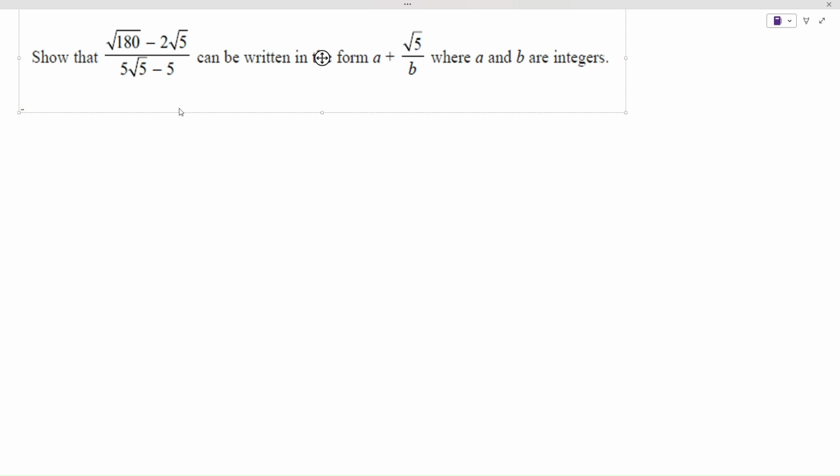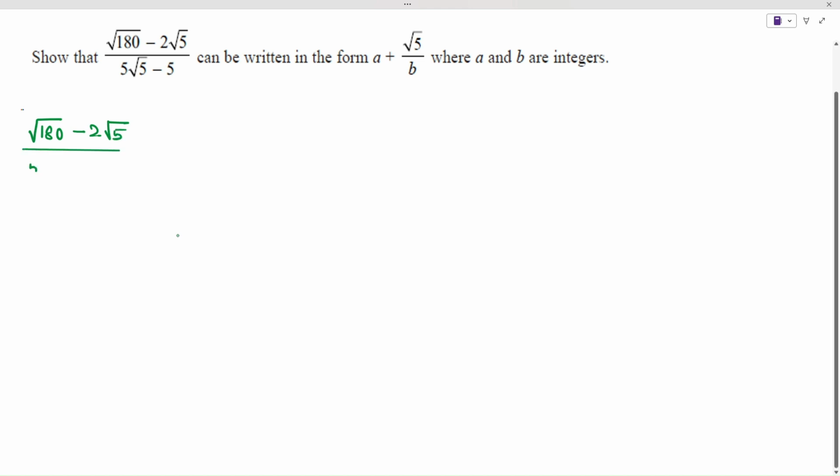Today we'll be going over a question in Surds. First we're going to simplify our fraction, then rationalize our denominator and move it into the form a plus root 5 over b. Let's write out our fraction: root 180 minus 2 root 5 over 5 root 5 minus 5.